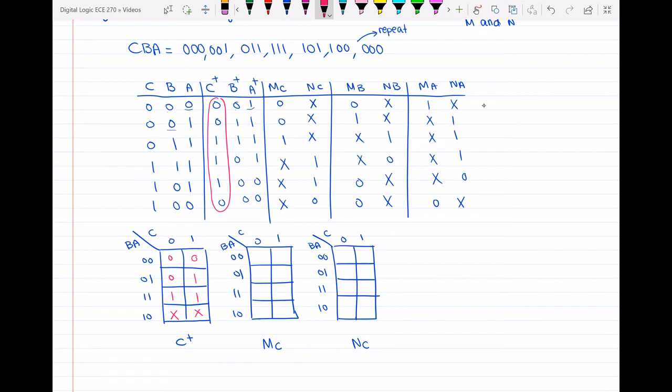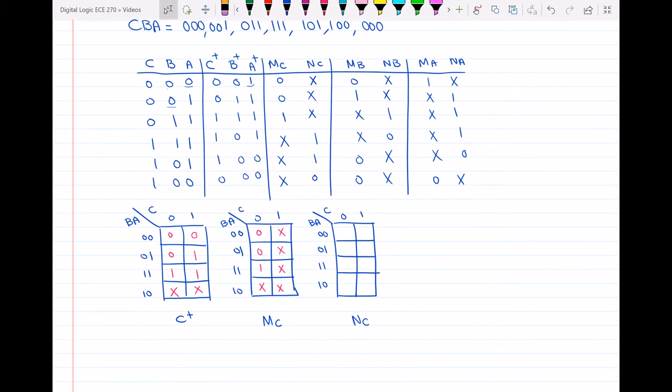Then we go for MC. So for MC, we are looking at this column here. So for 0, 0, 0, MC is 0. For 0, 0, 1, we have 0. 0, 1, 1, we have 1. For 1, 1, 1, we have X. For 1, 0, 1, we have X. And for 1, 0, 0, we also have X. So here at these two cells, we're going to have X as well. Okay?